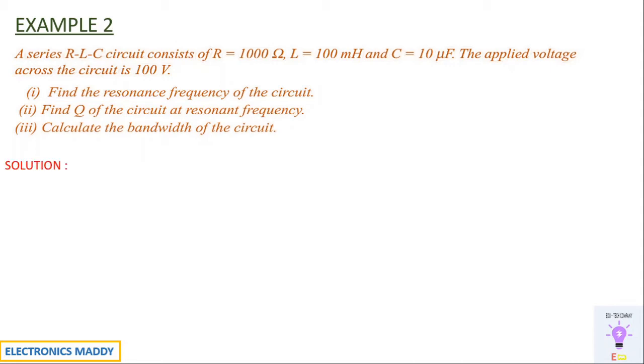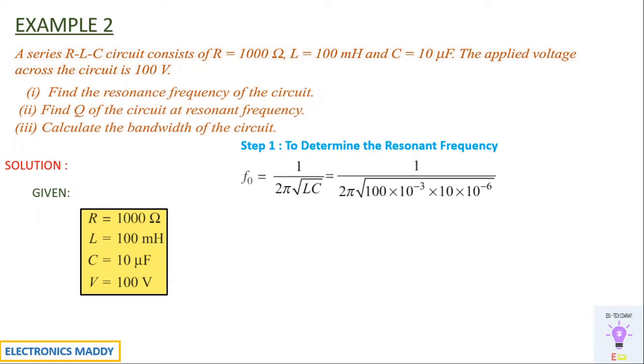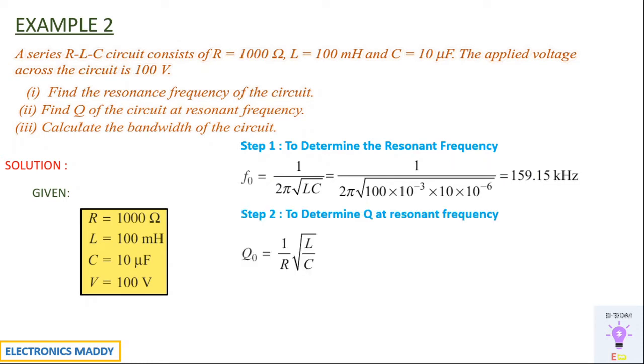For the resonant frequency, it's basically the same approach, isn't it? We'll write the given data, and for the resonant frequency, we follow the same approach as in our previous problem. F naught is equal to 1 by 2 pi root LC. Substitute the values of L and C, and you'll get 159.15 kilohertz. To determine Q at resonant frequency, we know that Q is given as 1 by R into root L by C. Very important formula, this one. Substitute the values of R, L, and C, and you'll get 0.1.